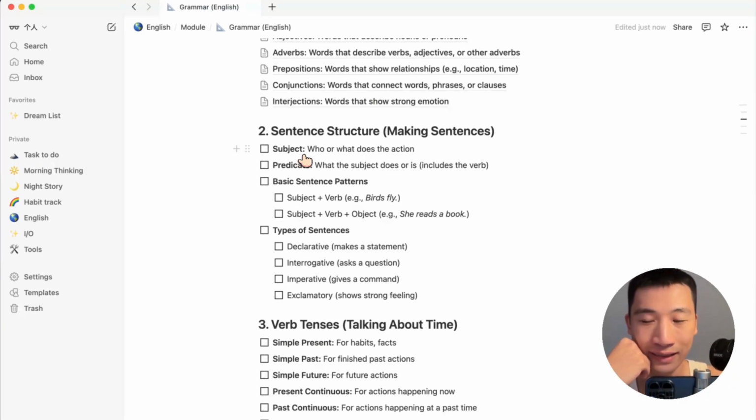So, what if you just explain to me what my Notion document says? I saw here it has a subject and predicate. Could you explain it first?